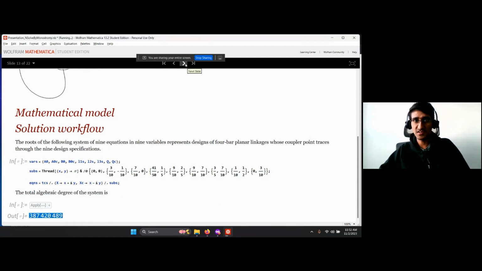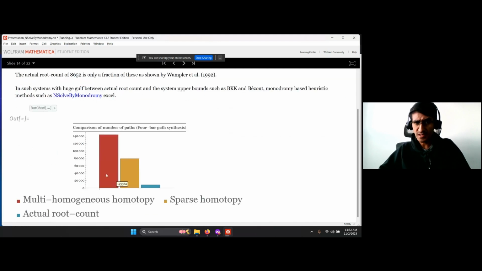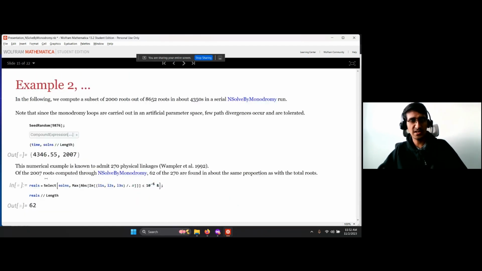You cannot solve this using some geometric constructions, obviously. And we show that even though the algebraic degree is large, the actual number of roots is only 8,000. Classical numerical continuation methods do not scale well, because you are constructing these large start systems, and a lot of the paths diverge and so on. But our heuristic continuation methods based on monodromy are able to find a large number of roots.